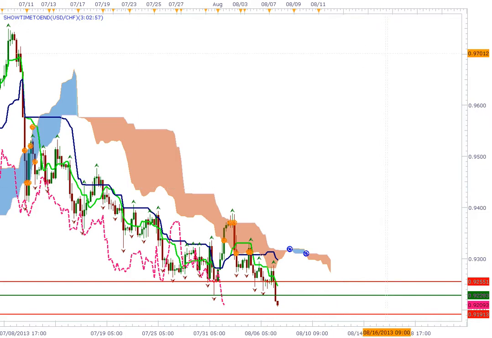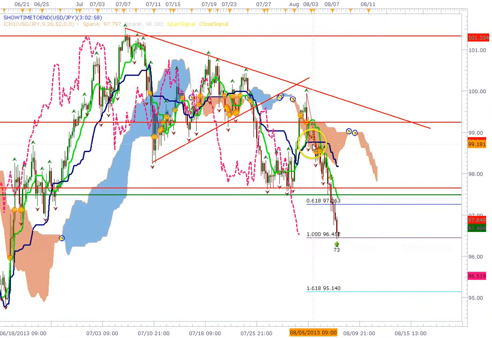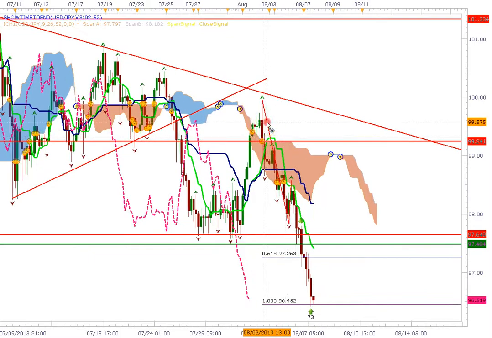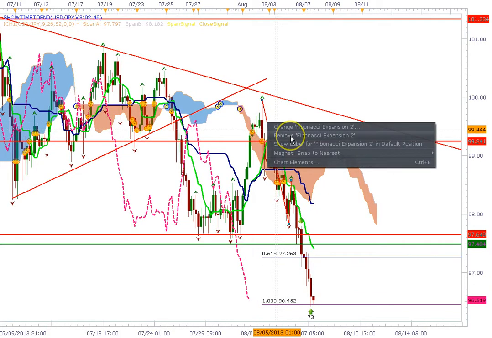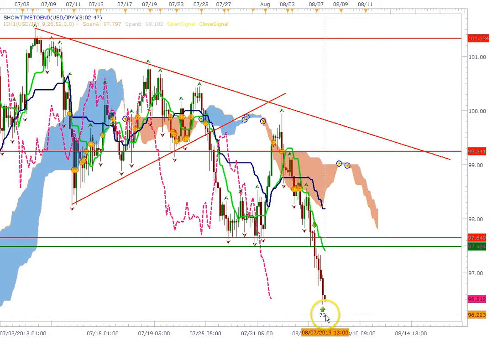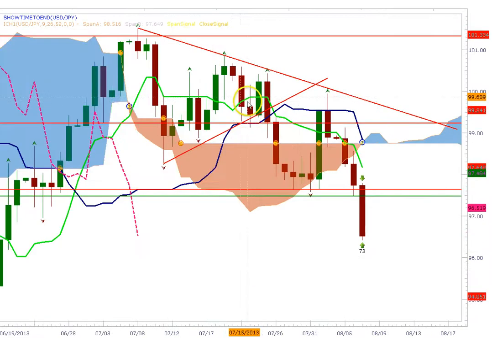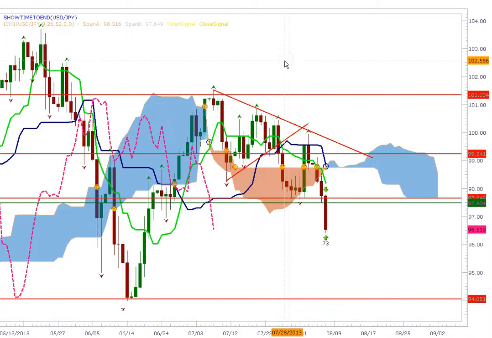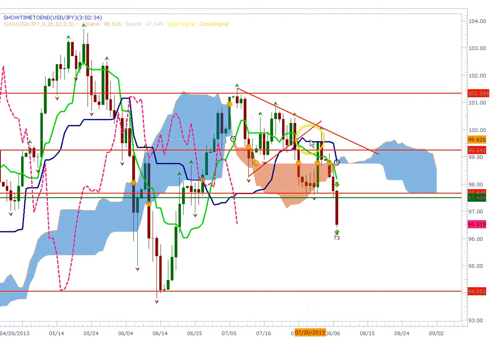All right, so let's go to the dollar yen. The dollar yen is a trade that I was in, and I'm going to show you all about that trade. Let's remove these. All right, I got 73 pips right here. Let's go to the daily time frame. On the daily time frame, this looks really nice. The setup looks really good. You break this level, and this looks like our target right here.